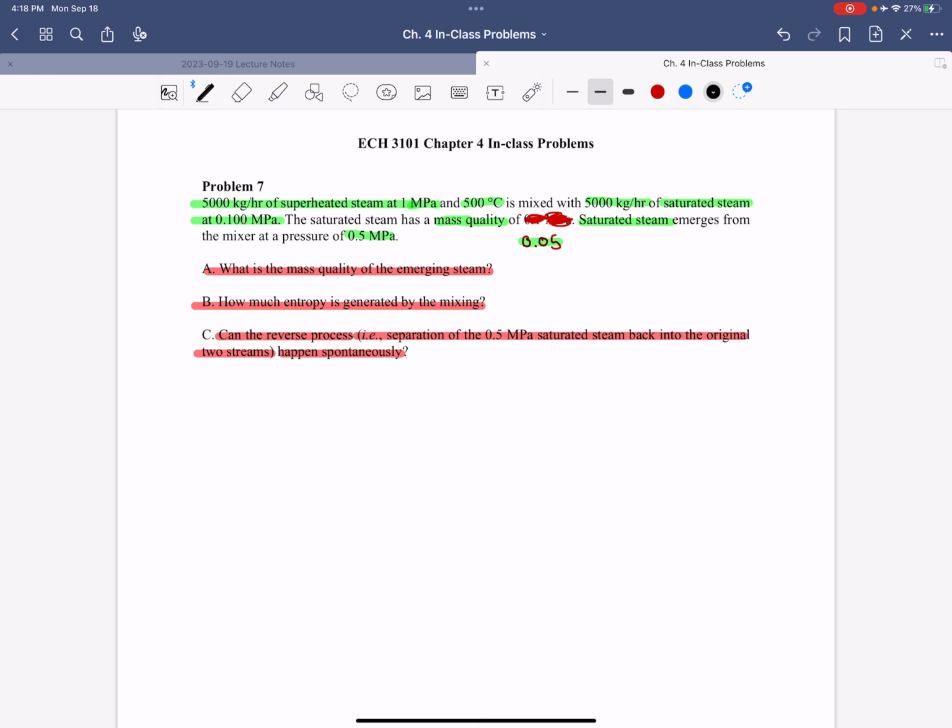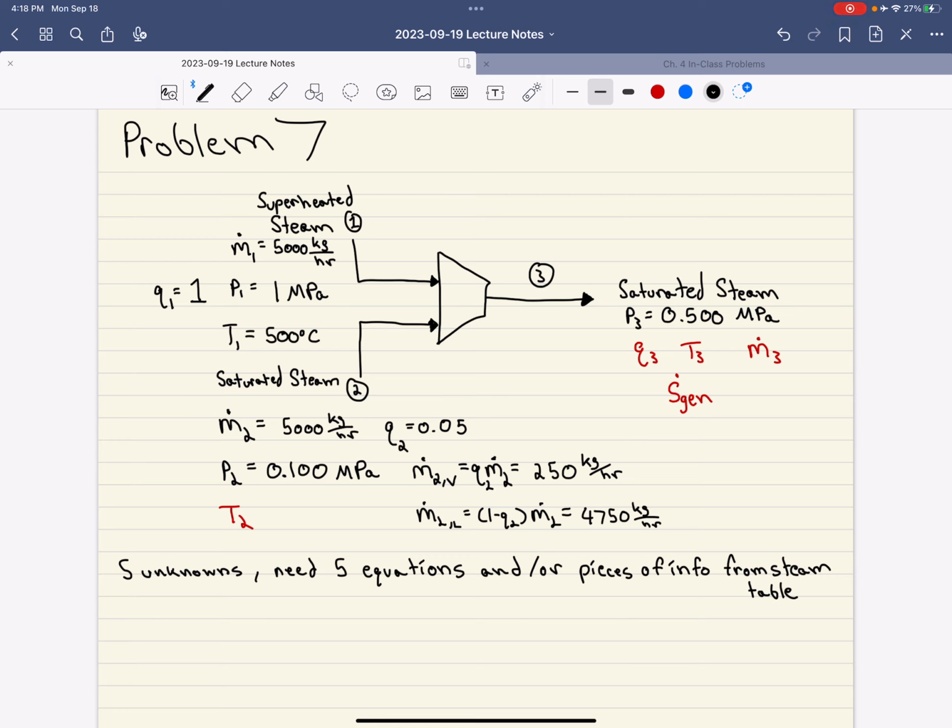Based on the information in this problem, we could sketch out a process flow diagram that looks like this. We have our superheated steam and we have our saturated steam, and we mix them together to form an outlet stream of saturated steam. For the inlet saturated steam, which I call stream 2 here, we're told the mass quality, which is 0.05, and remember, mass quality just means the mass fraction of steam that's in the vapor phase over the entire mass of that steam, right?